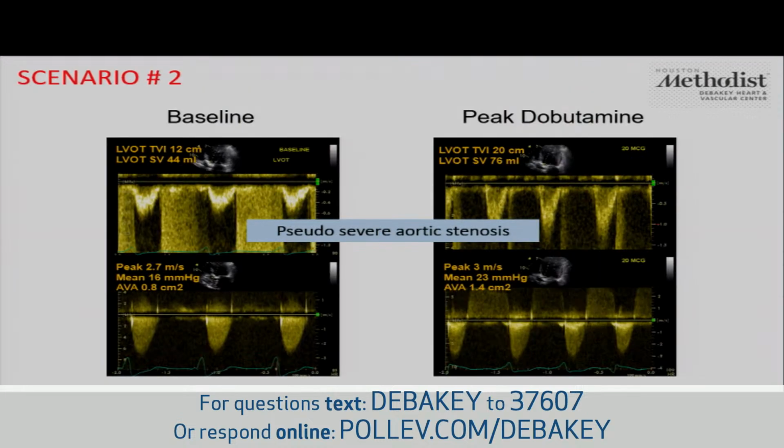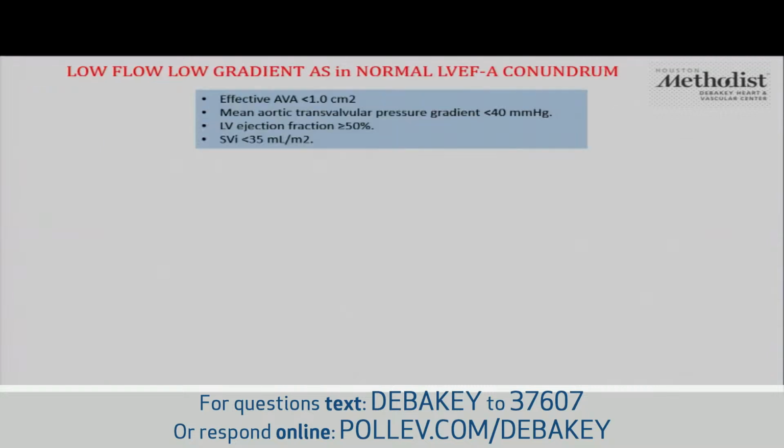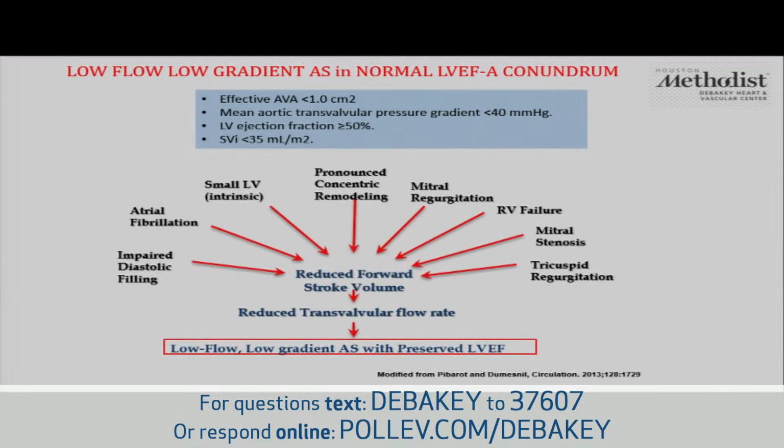So I think you all already got the low flow, low gradient aortic stenosis, but what about a normal EF, right? In this case, everything is the same. The valve area is still less than 1, mean gradient is less than 40, but now the EF is actually preserved. And I think it is described as a conundrum. And again, as you see, low flow is low flow, no matter what the reason is.